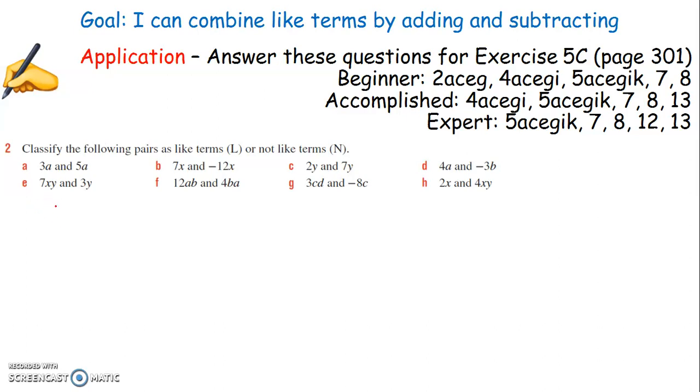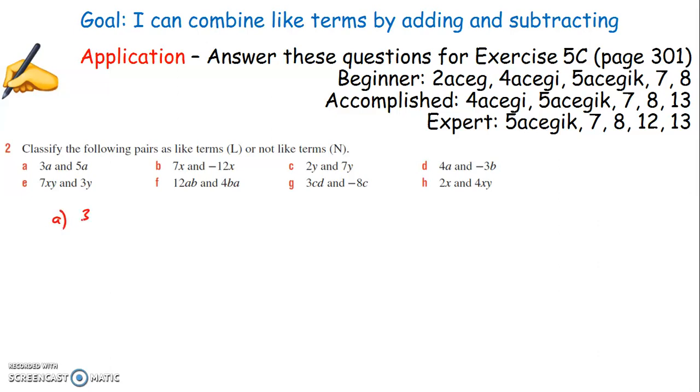Hi guys, so I would like to go through question 2 for exercise 5C. Question 2 asks us to classify the following pairs as like terms, so the letter L, or not like terms, we use the letter N. Okay, so let's look at A first.